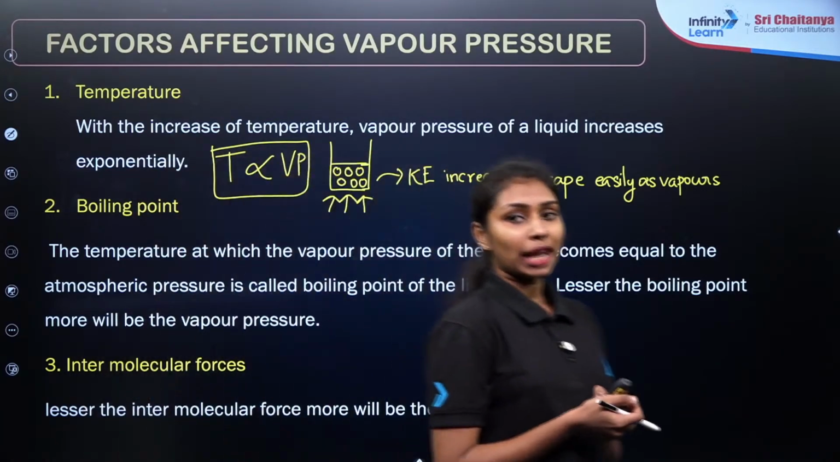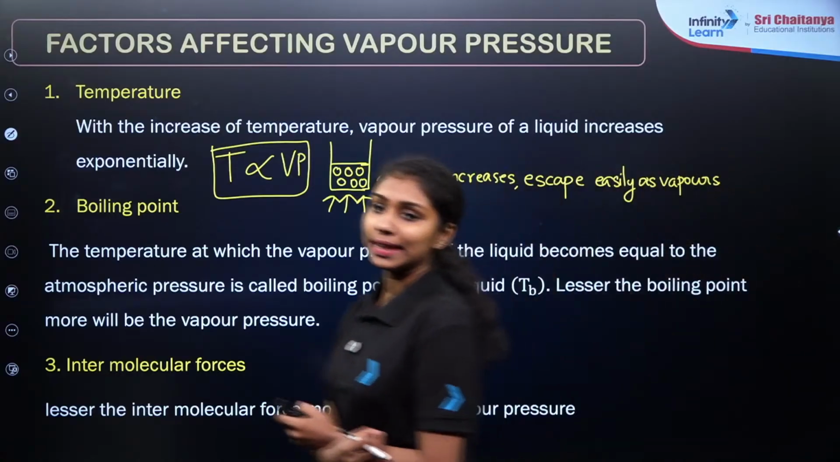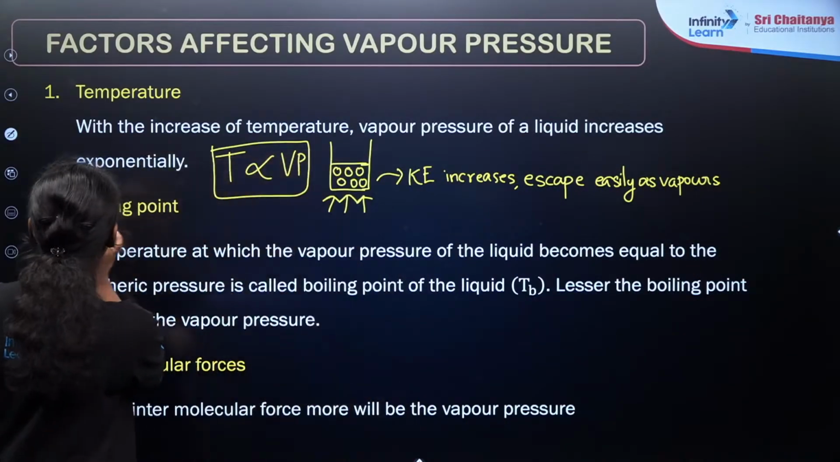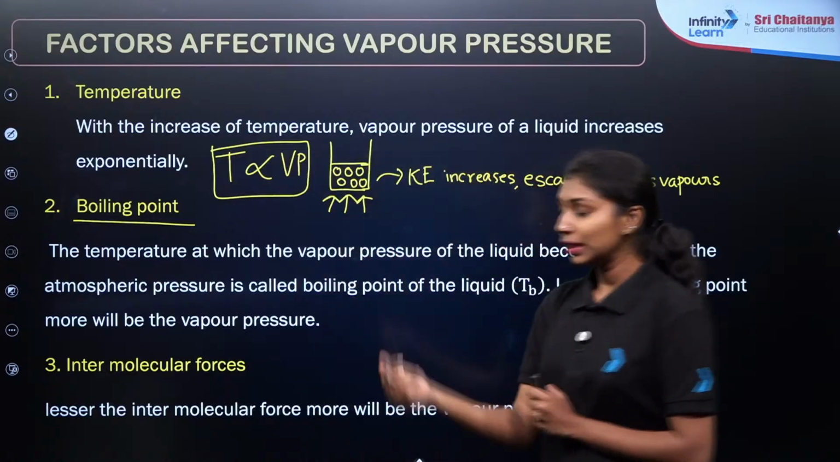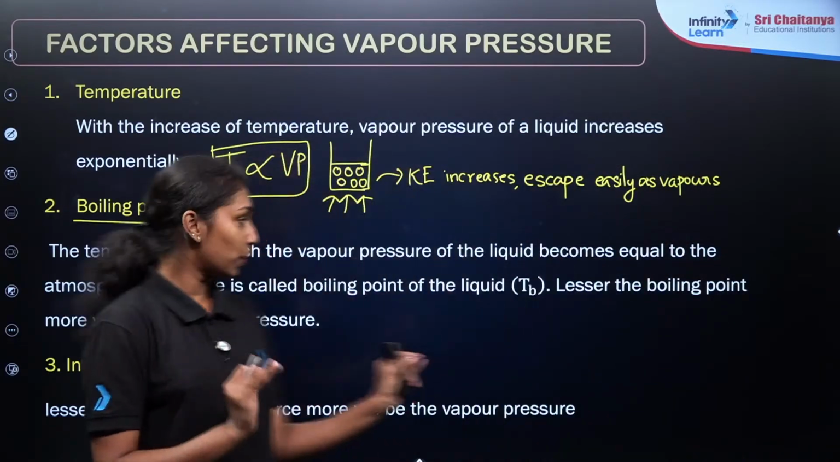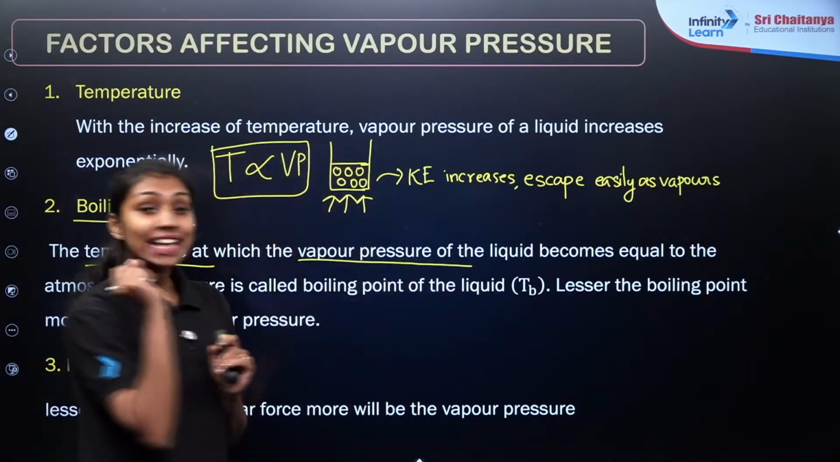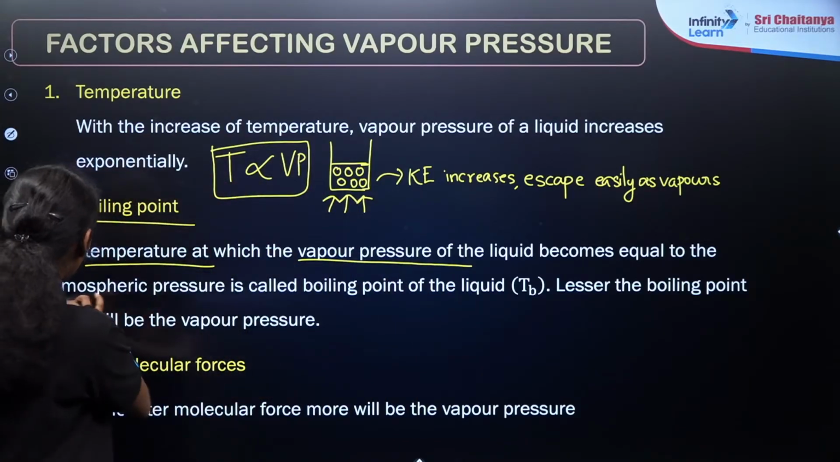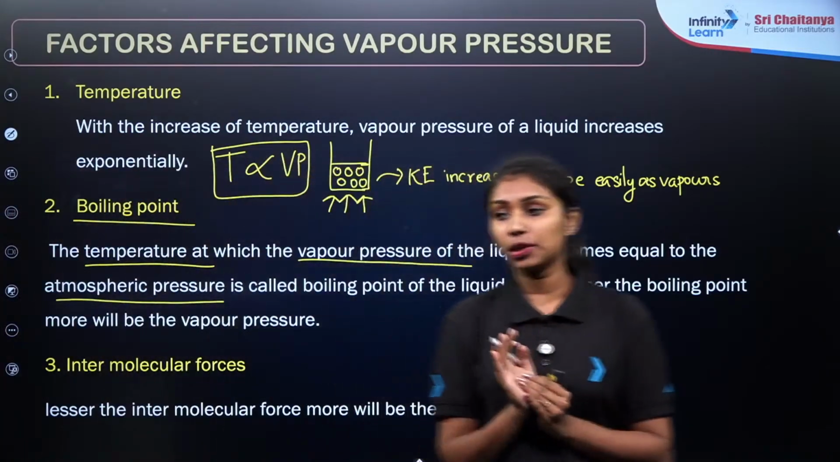Then what about the next factor that is affecting the vapor pressure? Boiling point, right? I hope everyone has an idea about what boiling point means. For those who are not aware, there is a small definition: it is the particular temperature at which the vapor pressure becomes equal to the atmospheric pressure. That particular temperature is known as the boiling point of the compound, right?